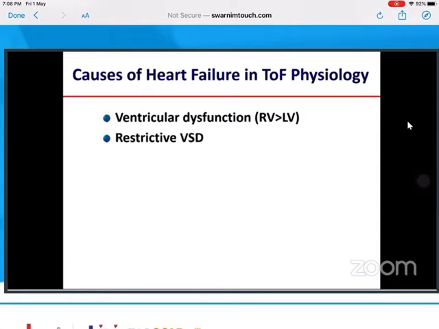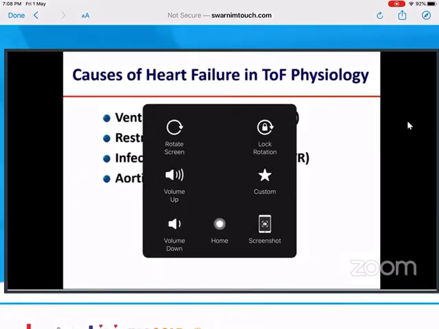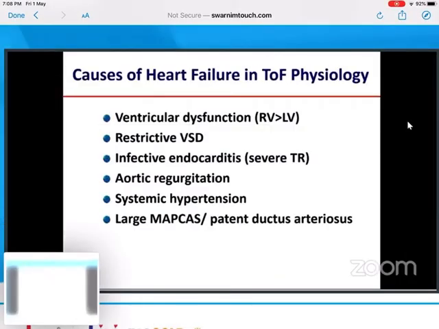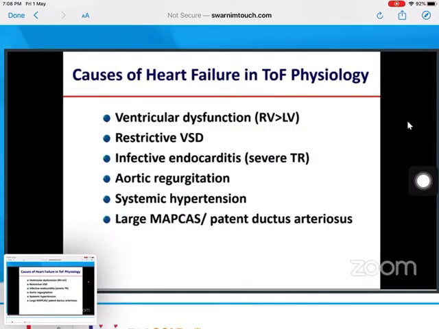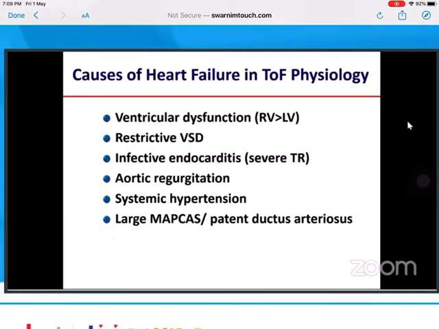Or the VSD may have restricted, producing RV hypertension, which is suprasystemic, and now the RV is failing. Or it could be secondary to infective endocarditis, severe aortic regurgitation, because we know the aorta is abnormal, very dilated, and all adults with tetralogy may have some amount of aortic regurgitation. Systemic hypertension is a very common problem. Whether it is more common in cyanotic patients is something that we don't have a proven record of, but some people believe that yes, it is more common. And sometimes you can have very large collaterals or patent ductus arteriosus producing heart failure. Remember, large MAPCAs are a rare cause of heart failure, because very often when you ask in the exam the cause of heart failure, the first answer is large MAPCA.